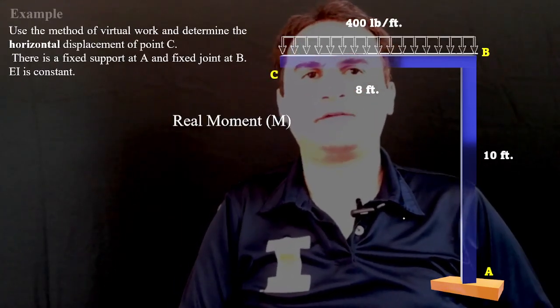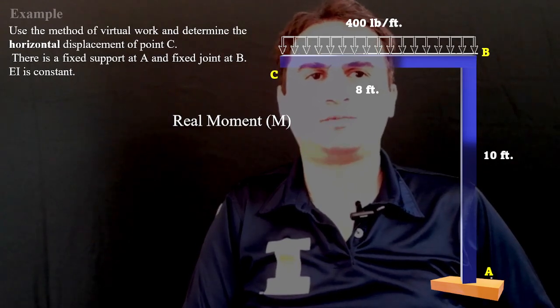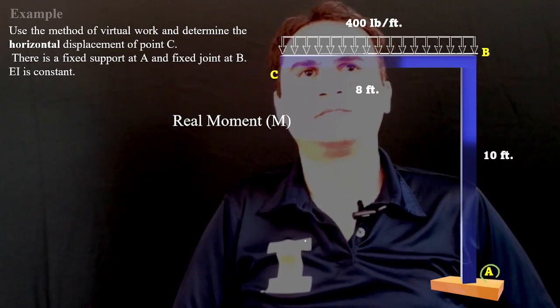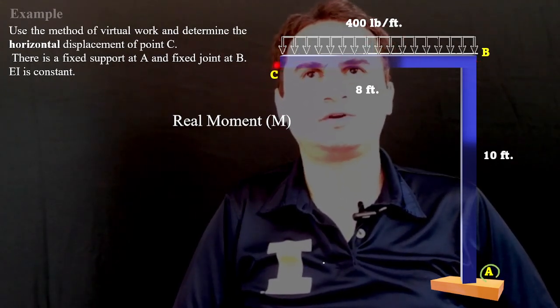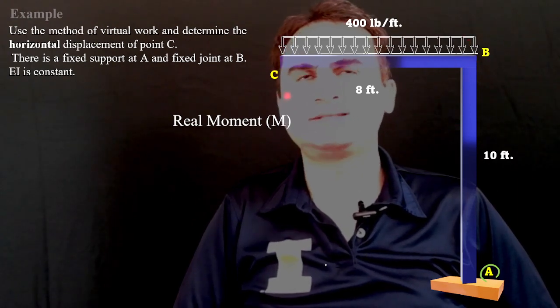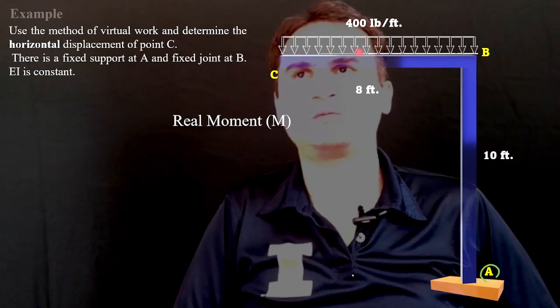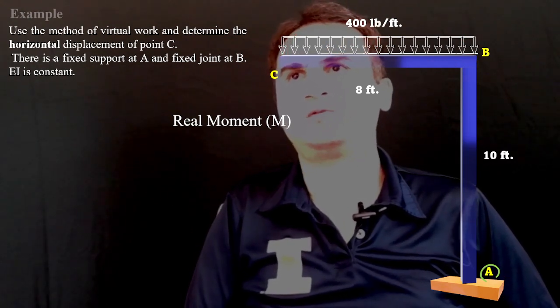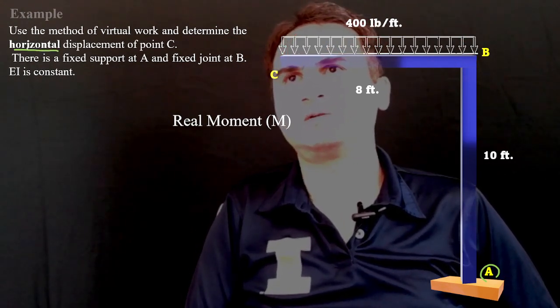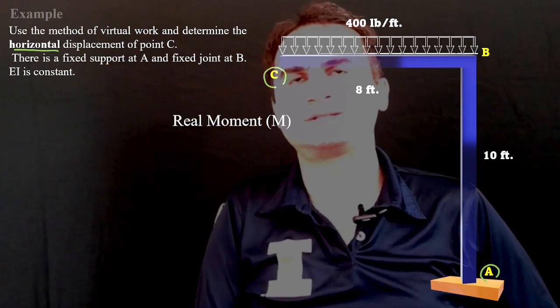we have a frame with a fixed support at A and a horizontal part BC, which carries a distributed load of 400 pounds per foot. We want to know what is the horizontal displacement at point C.